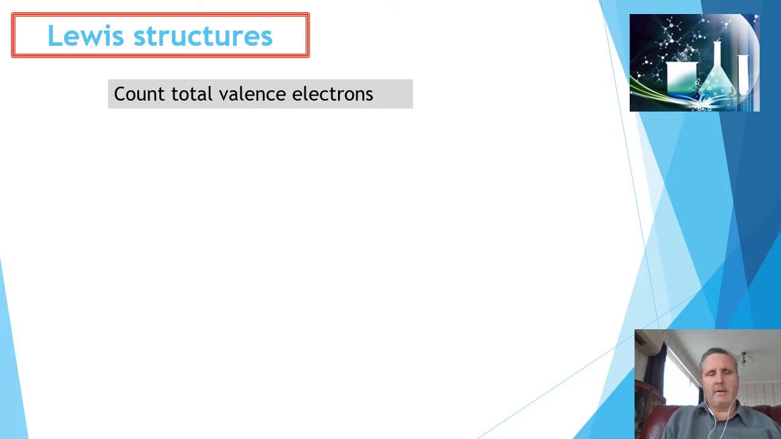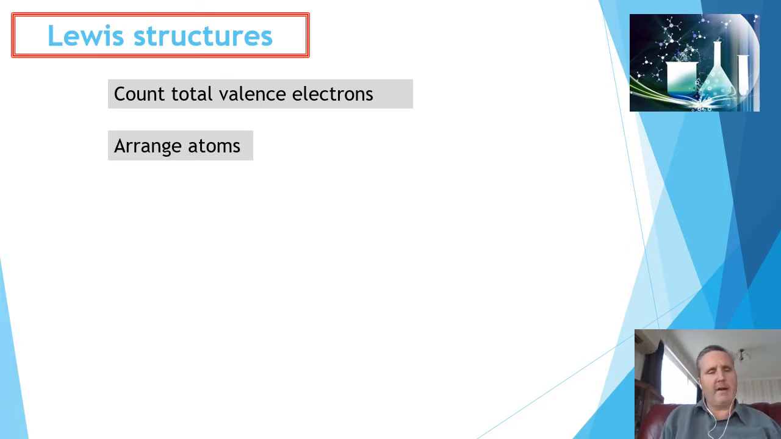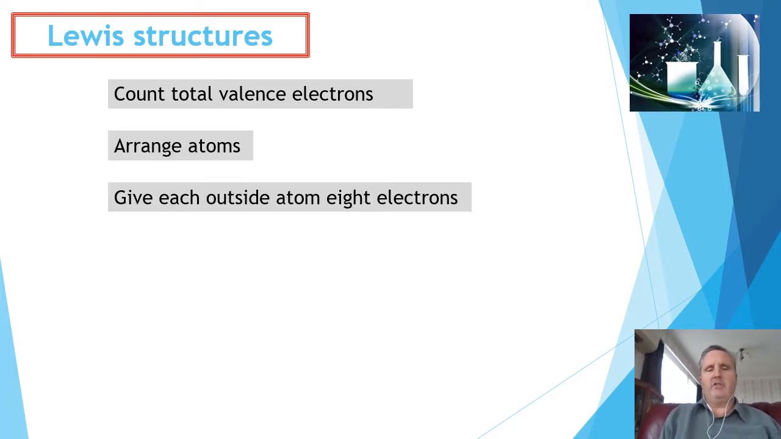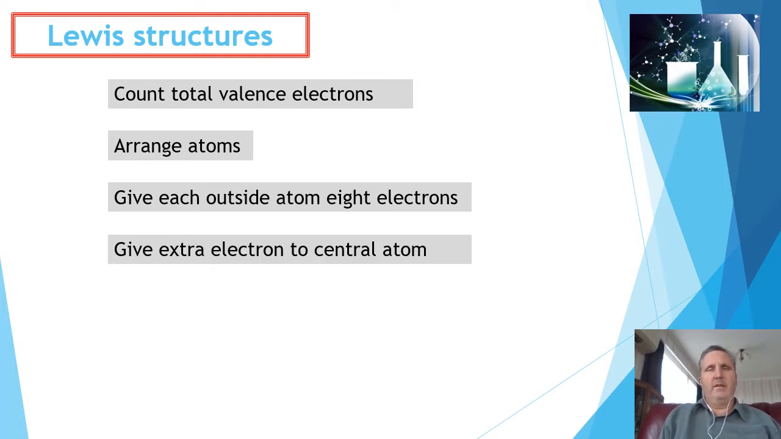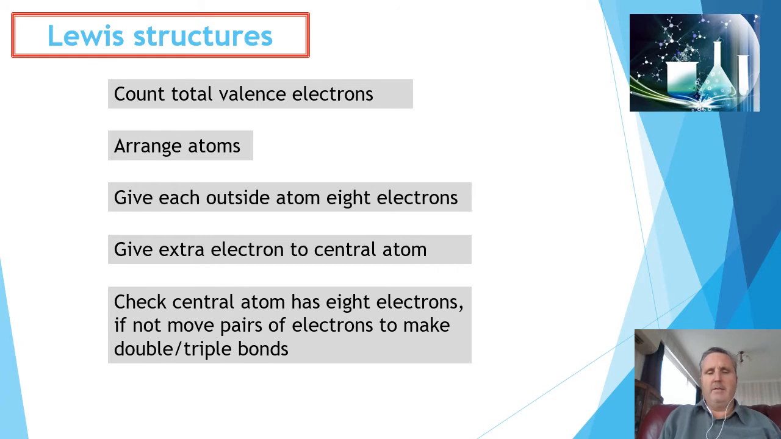We're going to count the total valence electrons, we're going to arrange the atoms, we're going to give each atom on the outside 8 electrons, we're going to then fill up the central atom and then confirm whether we have a correct Lewis diagram or we need to move some electrons to make double or triple bonds.